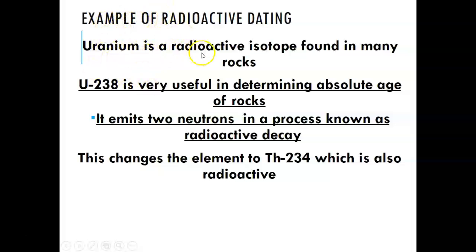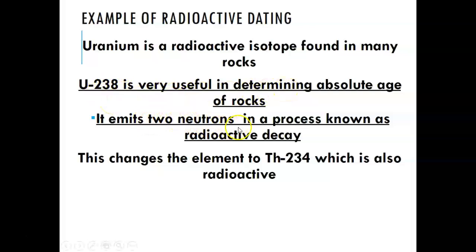The whole point of that is that uranium is what was used in the power plant. Uranium is a radioactive isotope found in many rocks. It's actually very common. It is a large element, so it has lots of protons, lots of electrons, and lots of neutrons, so it's easy to count those subatomic particles. Uranium-238 is very useful in determining the absolute age of a rock.